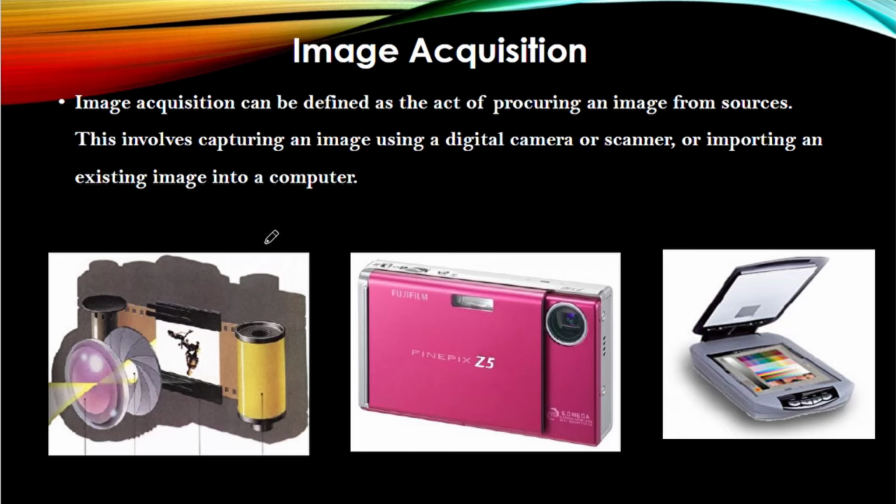Yes, to get an image, what we have to do? Simply the thing is you have to capture the image using a camera. That's all. That is the simple one. See this, this is a camera, an old camera, and this is a digital camera, and this is a phone by which we can take the images. Or image acquisition may be importing an existing image into a computer.